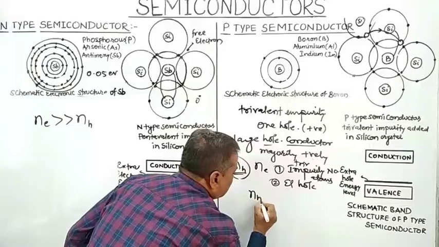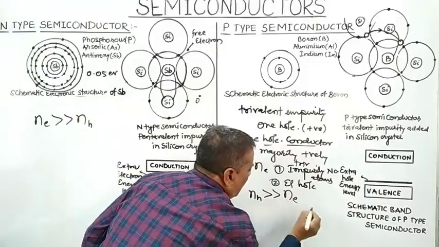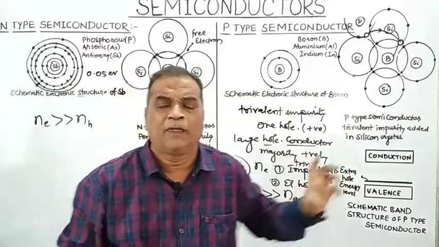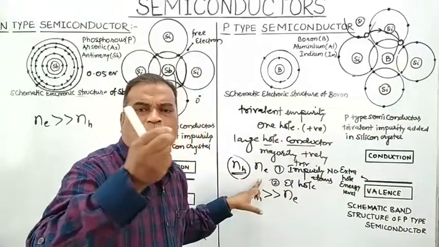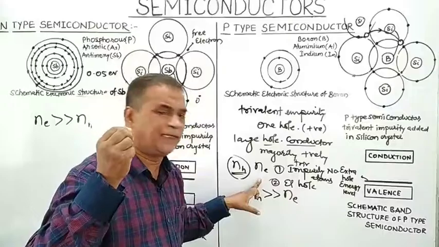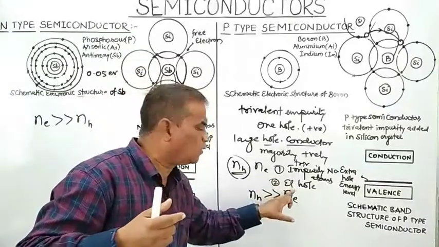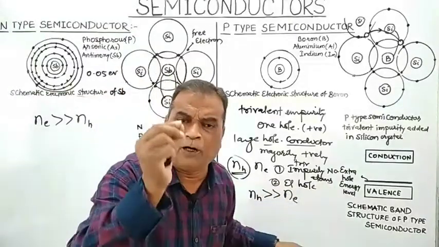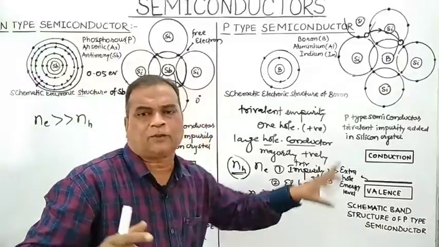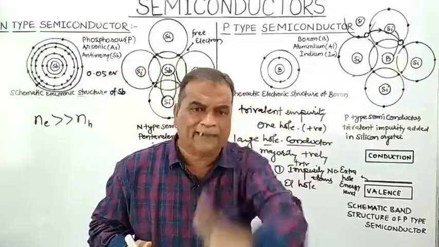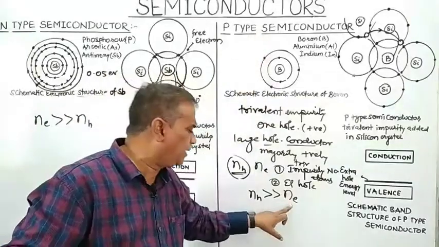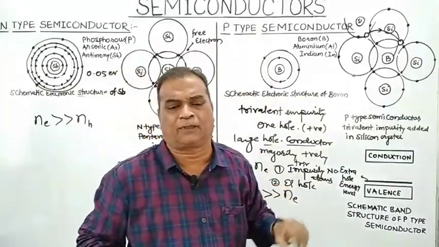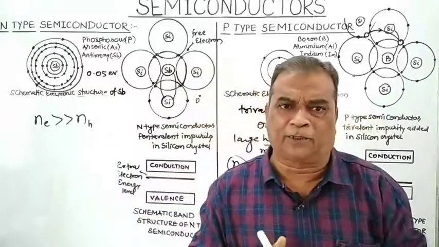If NH represents the number density of holes, naturally holes are created due to two reasons. So the number density of holes is very large compared to the number density of electrons, because the free electrons available for conduction are produced only due to what? Breaking of covalent bonds when electron hole pairs are created. So naturally the number of free electrons in a p-type semiconductor is very small compared to the number of holes.